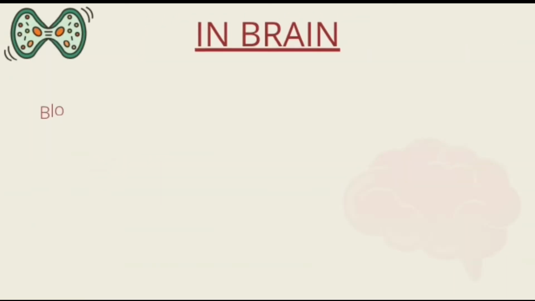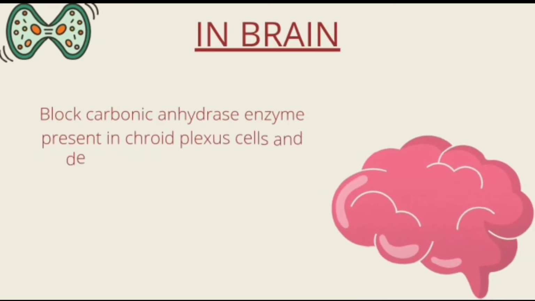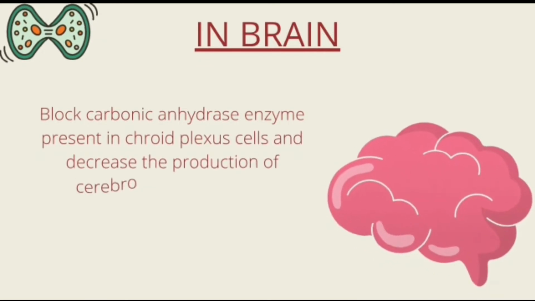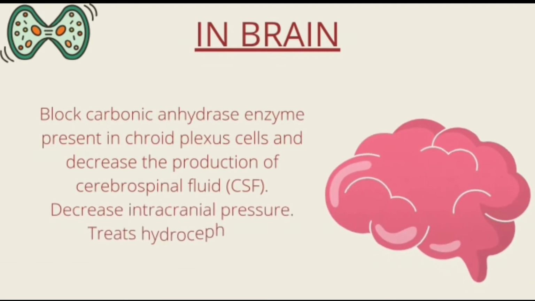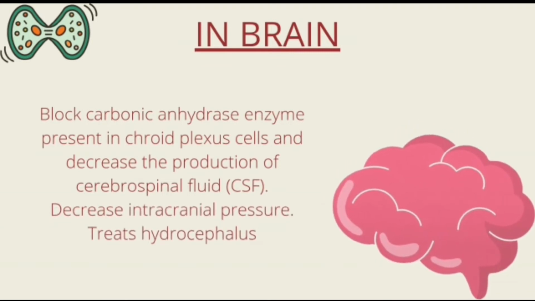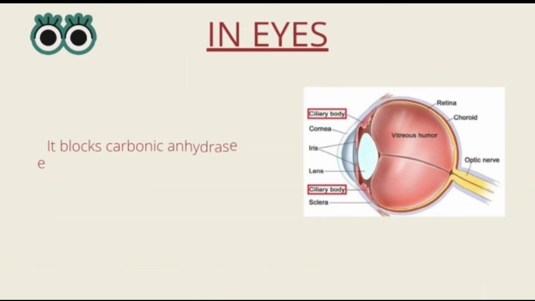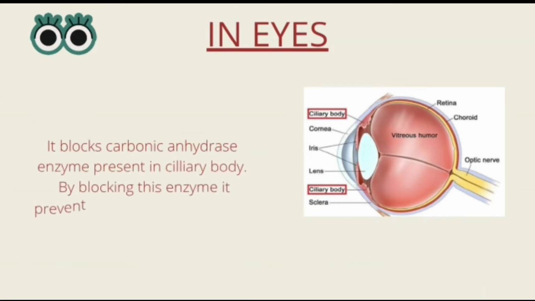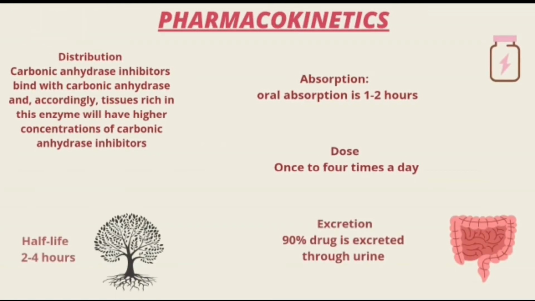Now we will discuss its function in our brain, where it blocks the carbonic anhydrase enzyme present in the choroid plexus cells and decreases the production of cerebrospinal fluid. It also decreases the intracranial pressure and treats hydrocephalus. Now moving towards its function in our eyes. It blocks the carbonic anhydrase enzyme present in the ciliary body. By blocking this enzyme, it prevents the production of aqueous humor, decreasing the intraocular pressure in the eyes, used to treat glaucoma. Now let us discuss the pharmacokinetics of acetazolamide.